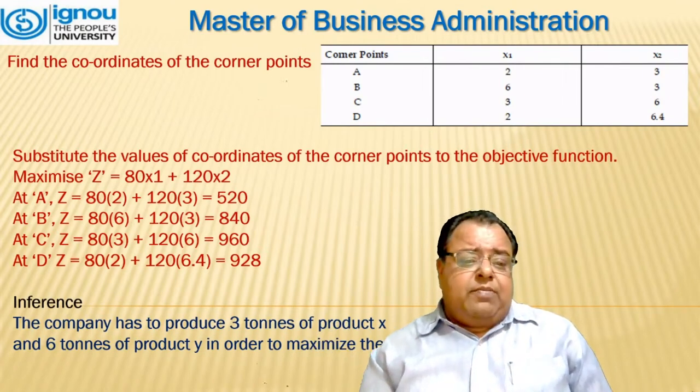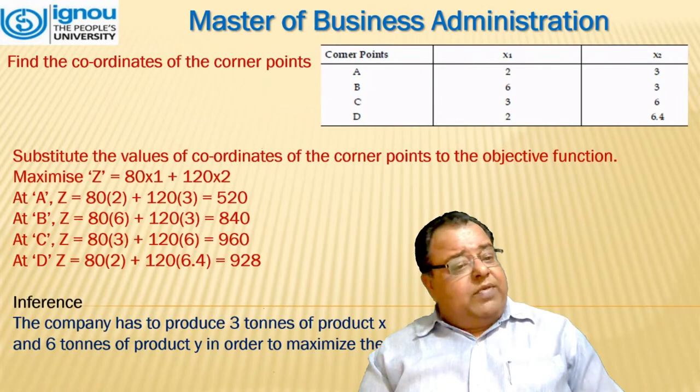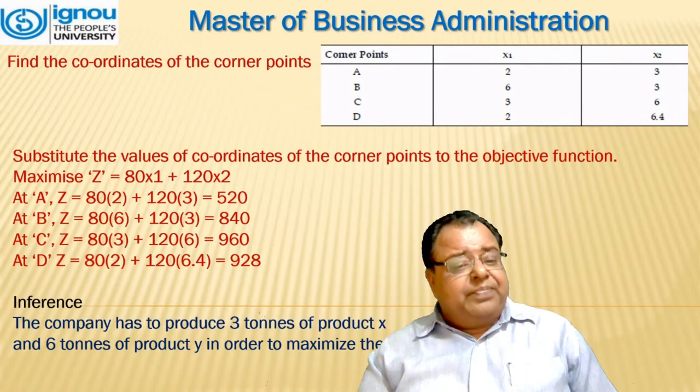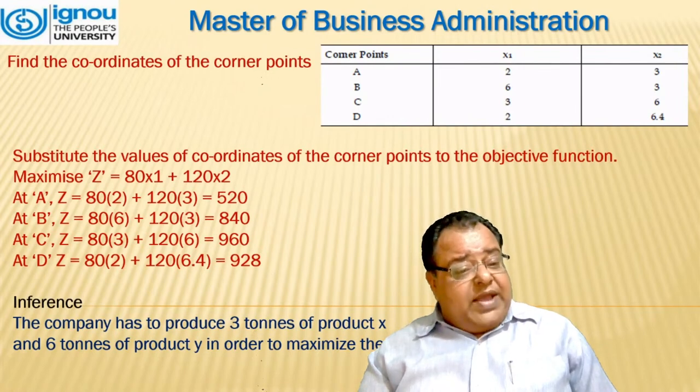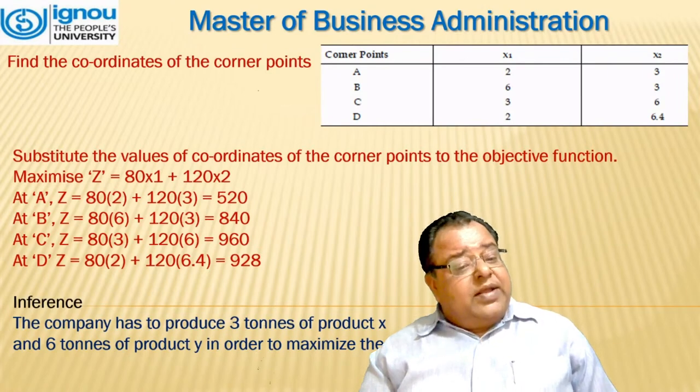So we will be putting all these values in the main objective function, that is maximize Z equal to 80x1 plus 120x2. Putting in all the values, we get four values: 520, 840, 960, and 928. We have to see which value is the maximum. Here we can see that 960 is the maximum value. That means if the company produces 3 tons of product X and 6 tons of product Y, the profit will be maximized.